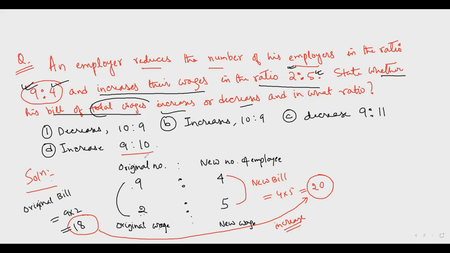So what is the ratio? Original bill to new bill, the ratio is 18 to 20. If you cancel this, this is going to be 9:10, and the option is D.